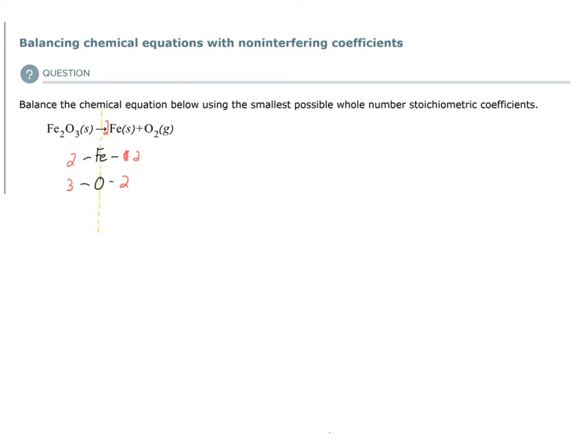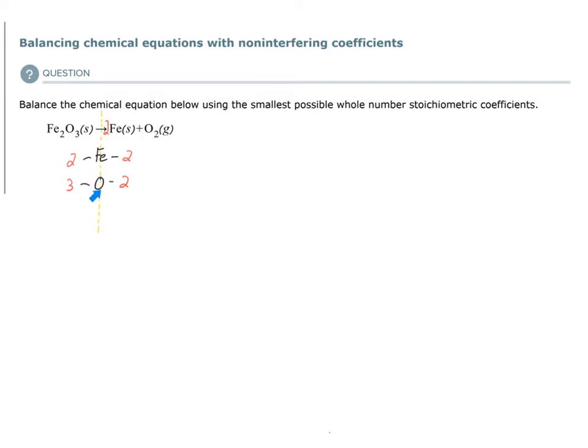Now, every time you place a new coefficient, you need to stop and recalculate. So if I stop and recalculate now the total number of iron atoms on the right side where I placed the coefficient, this is what I should see. I now have 2 iron atoms total on the right side. Subscript times coefficient. 1 times 2 is 2. So now iron seems to be balanced, and the coefficients are now 1, 2, and 1.